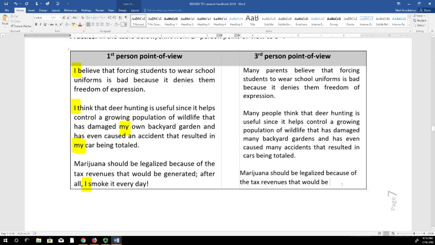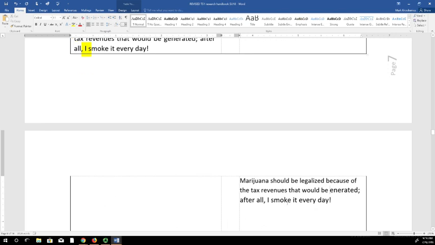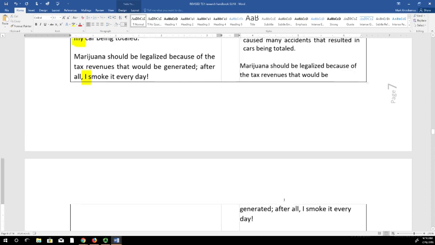Right? So now, let's get the rest of this. Here we go. The first one: marijuana should be legalized because of the tax revenues that would be generated. After all, I smoke it every day. So now I need to get this out of here, right? So marijuana should be legalized because of the tax revenues that would be generated. After all, many Americans smoke it every day. So I'm not saying that I smoke marijuana, but many other people smoke marijuana as well.